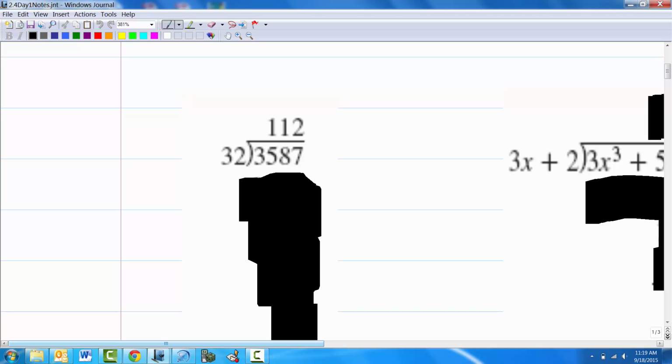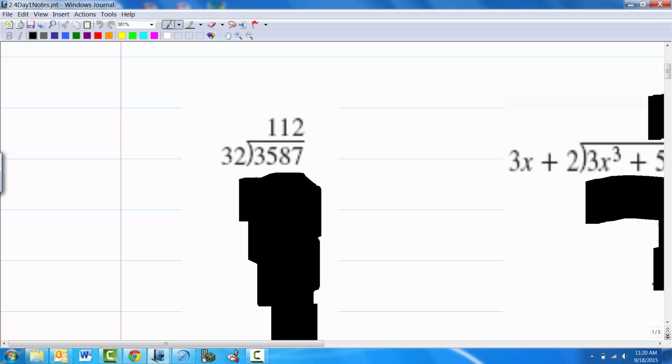how do I divide 32 into 3587? What do I do? Well, the first thing, I already have the answer up here, but we'll analyze it because I swear to whatever you believe in, polynomial division is just as easy as this. All it is is some extra algebra skills. Don't look at me that way, it's true.